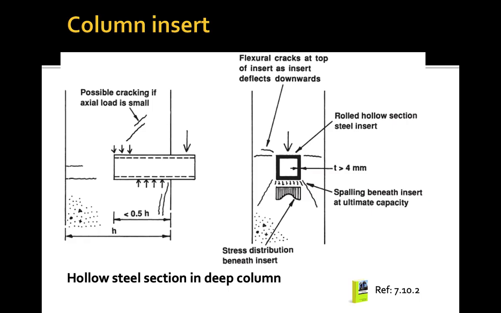So, hollow steel section in a deep column. When we have a hollow steel section that is embedded, there is a possibility of cracking if the actual load is small. And the flexural cracks at top of insert, as insert deflects downwards. So these are possibilities of failures when we are using the hollow steel section in a deep column.